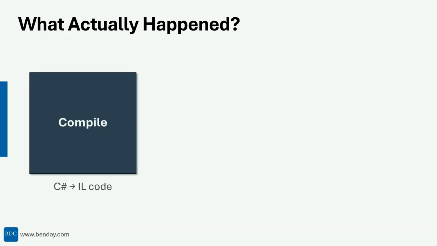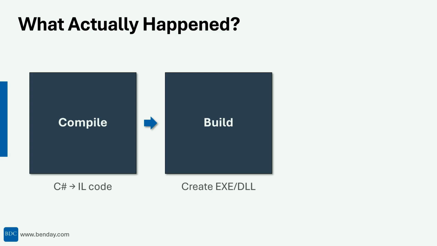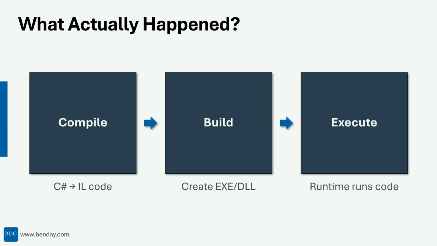First, the C# compiler translated your code into something called intermediate language. Think of it as machine-friendly code. Then it packaged everything into executable files, both an exe and a DLL in the bin folder. Finally, the .NET runtime executed your program, which printed the message to your console.